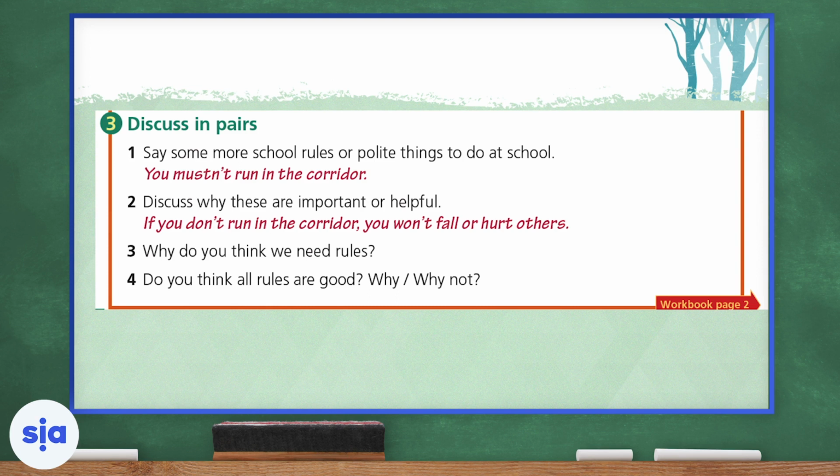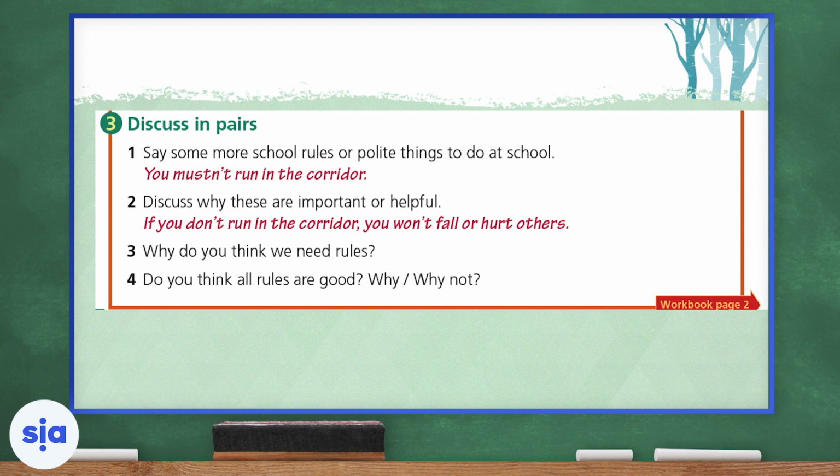Number 2, discuss why these are important or helpful. If you don't run in the corridor, you won't fall or hurt others. Why is this important? Why is it important that you don't run in the corridor so that you do not fall down or hurt other people?